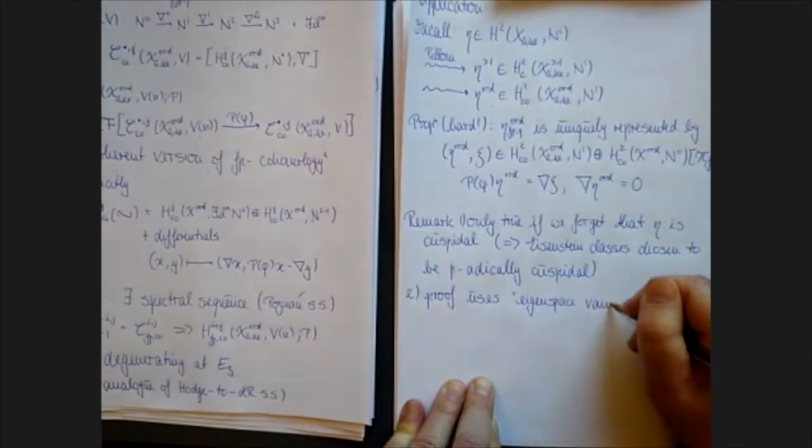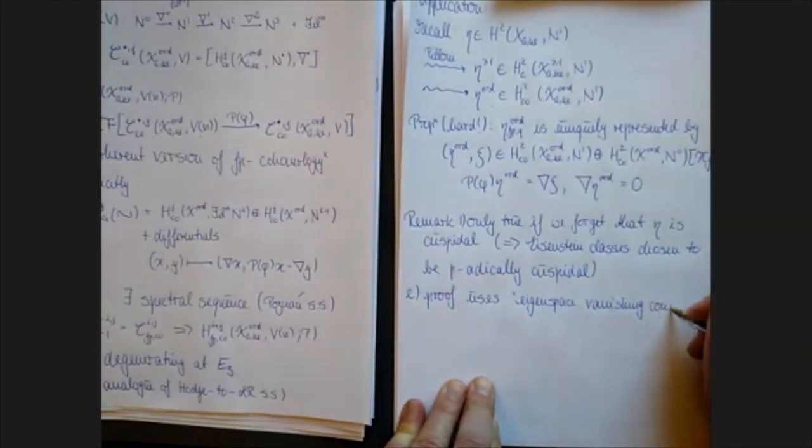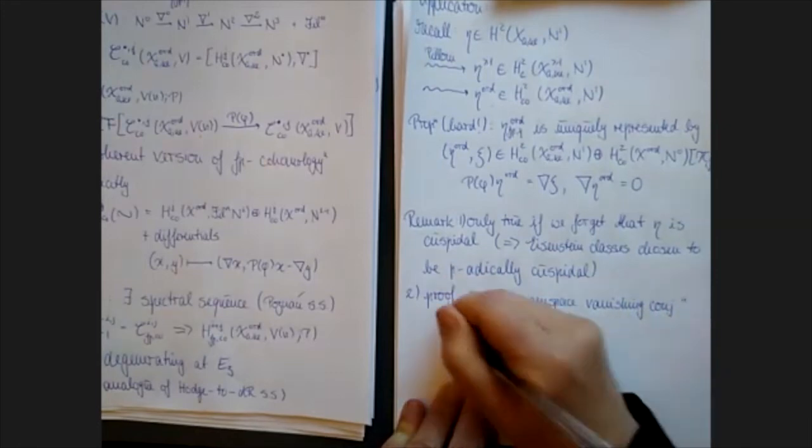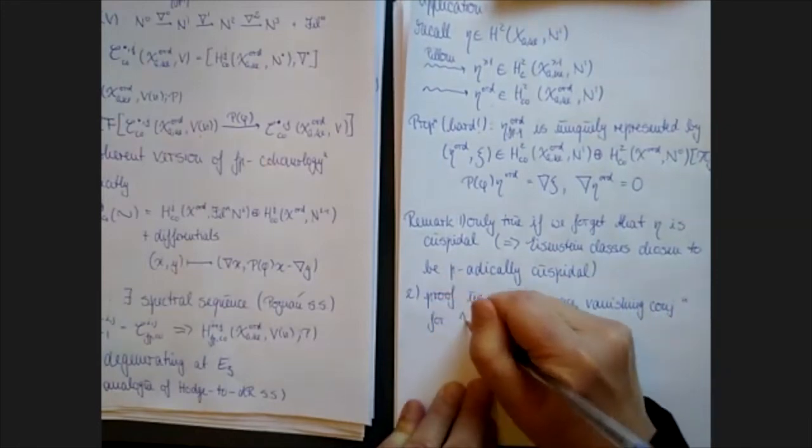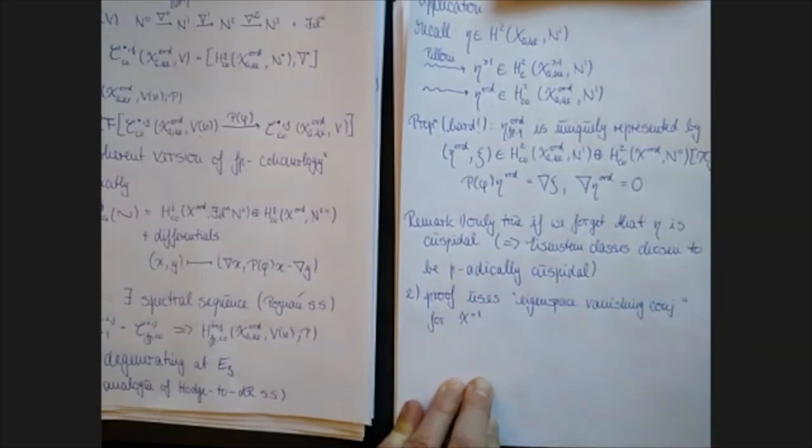Eigenspace vanishing conjecture. So for the x equal to 1 locus, and then it turns out that this is much deeper, I mean, than the x equal to 0 locus.